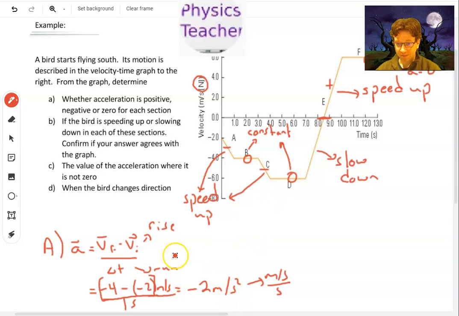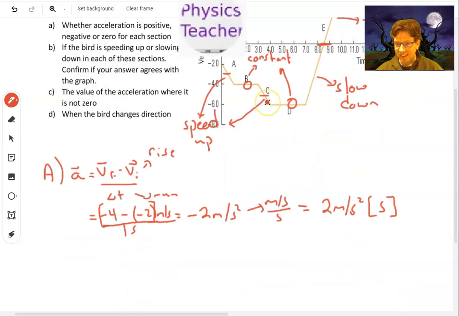Okay? And that negative is telling us that it's negative north, which is the same as positive south. So we can say, if we want, that's positive 2 meters per second squared south. At C, at B it's 0, so we don't need to calculate that. But at C, let's do C.